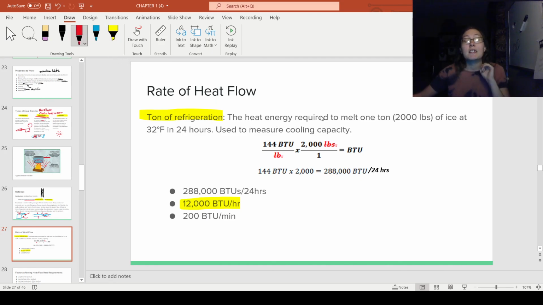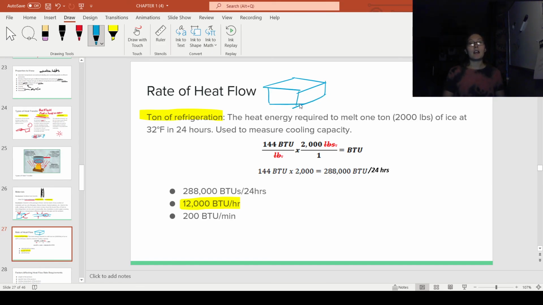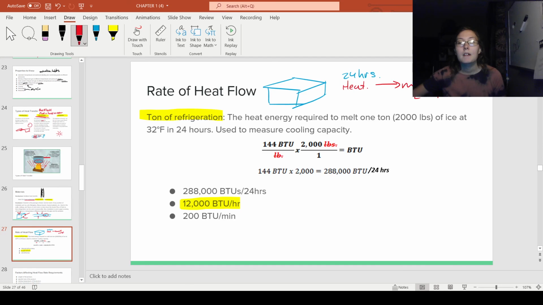Ton of refrigeration is the heat energy applied to melt 1 ton, or 2,000 pounds, of ice at 32 degrees Fahrenheit in 24 hours. It is used to measure cooling capacity, right? So some guy a long time ago took 2,000 pounds, 1 ton of ice, and asked how much heat has to be applied in 24 hours to melt it completely.